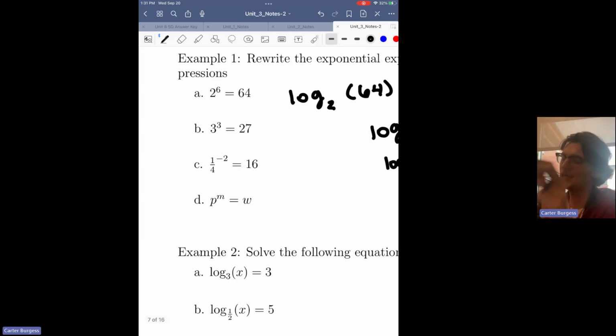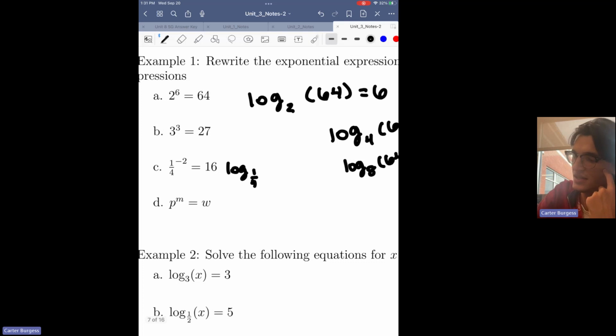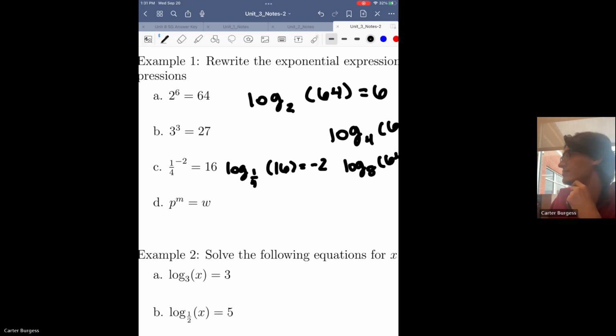All right, B is very, very similar to A. Let's try it again with C. What is our base here? 1/4. Okay, so this is log base 1/4. That's just like the type of machine that we're plugging this into. What are we actually plugging in? What is the kind of end result that we see? 16. And what is the power that I have to raise 1/4 to equal 16? -2.